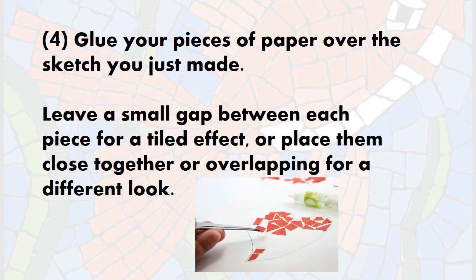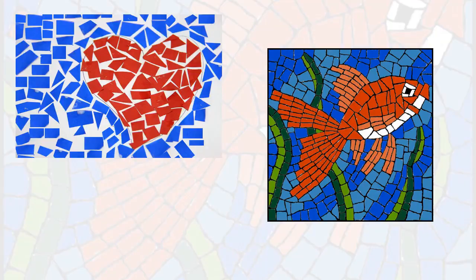Now, step 4 is this. Glue your pieces of paper over the sketch you have just made. Leave a small gap between each piece for a tiled effect, or place them closely together or overlapping for a different look. It all depends on what is suitable to you.